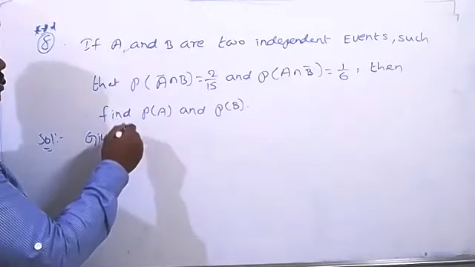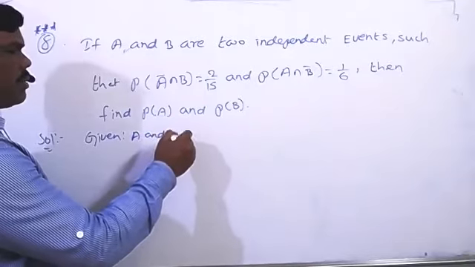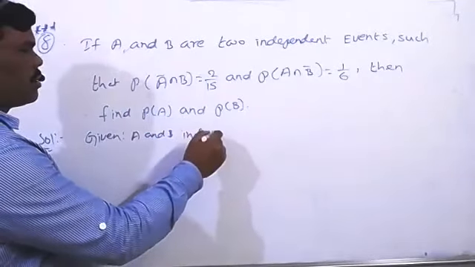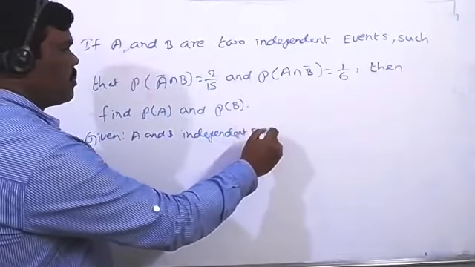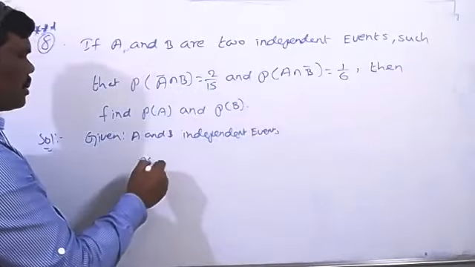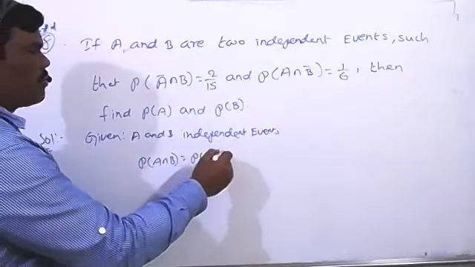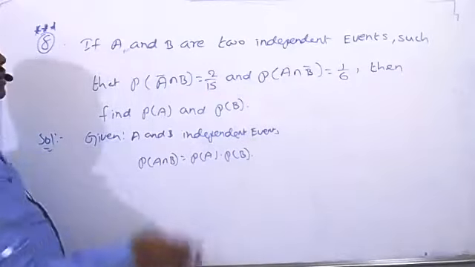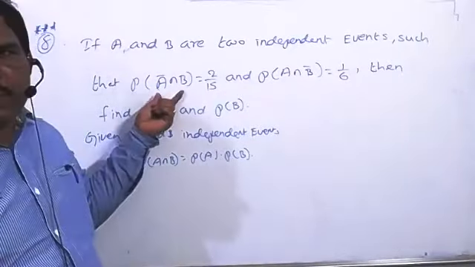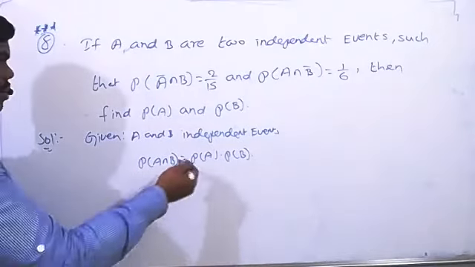So you can write first: given, A and B are independent events. What is the meaning of independent events here? Clearly, we can take probability of A intersection B is equal to probability of A into probability of B, because this is important for these conditions. Here they have given the intersection, that is fine, and now we can take the condition.